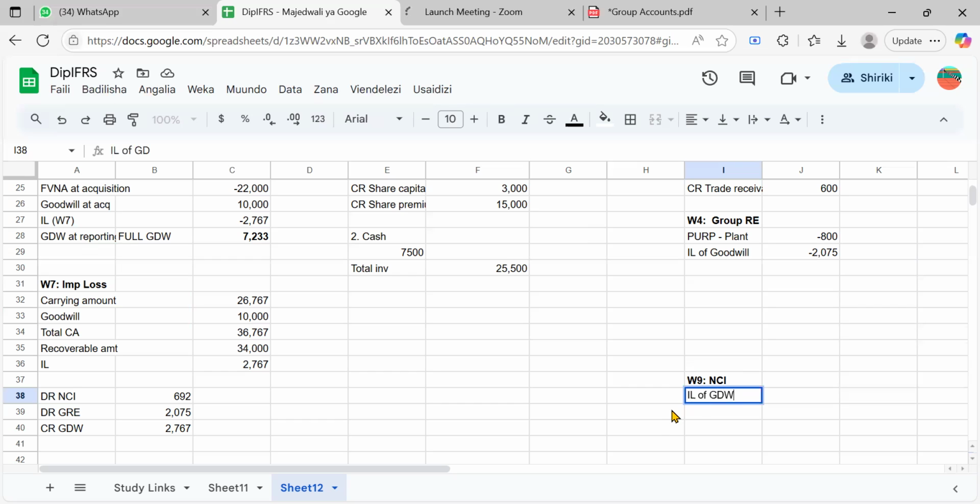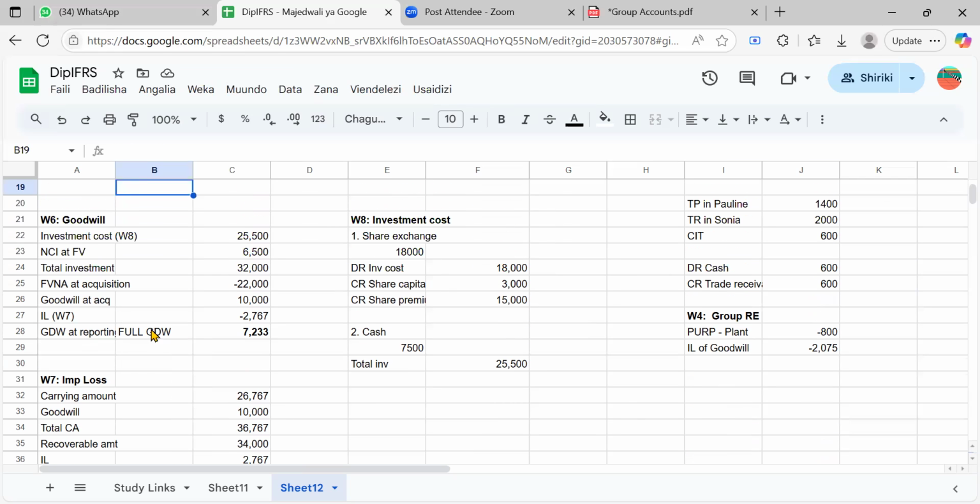So the non-controlling interest would go there, and say the impairment loss of goodwill, right? And I would take the negative side, which is 692. And after doing that, we go to the goodwill, of course. I would come and deduct the impairment loss from goodwill, and they have deducted it already, like you see it there, right? Of course, we already have the goodwill figure.